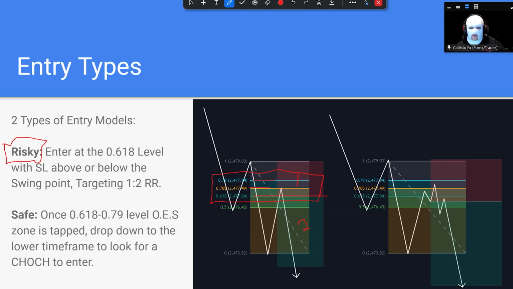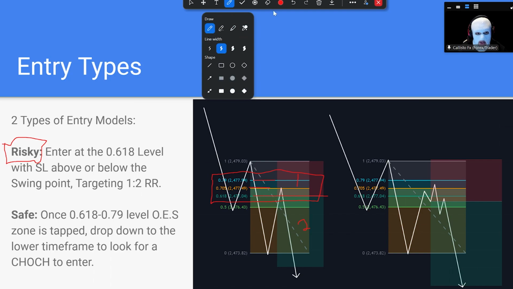Now, for the safer entry model, what you're going to be looking for is this. Okay, let me just clear this so that you guys don't get confused. What you want to be looking for here is for price to tap into. Okay, first things first, let me rewind everything again. So step 1, you identify your market direction.